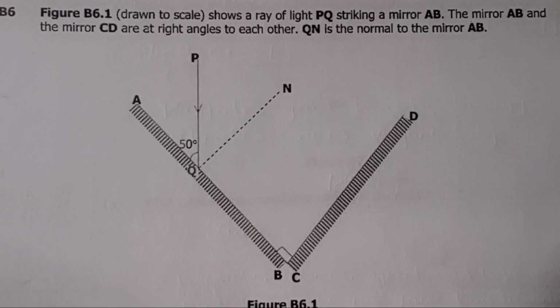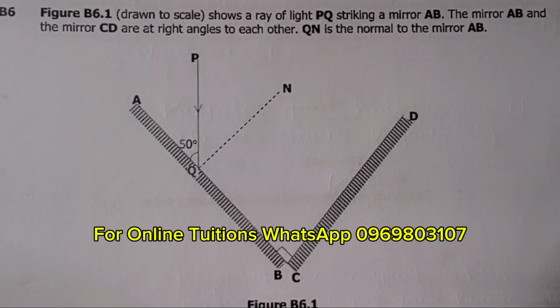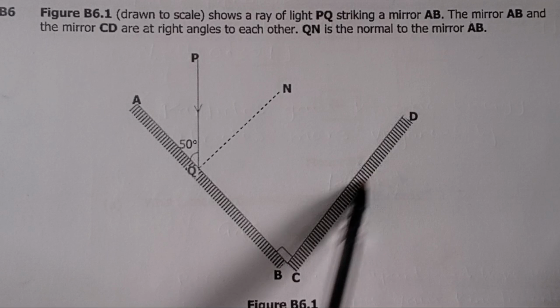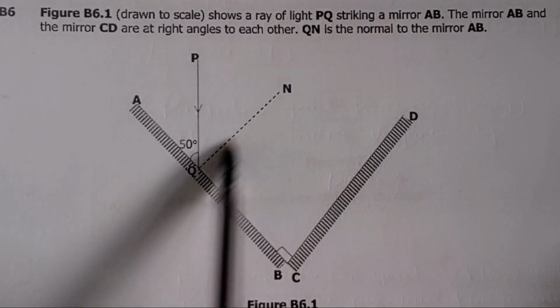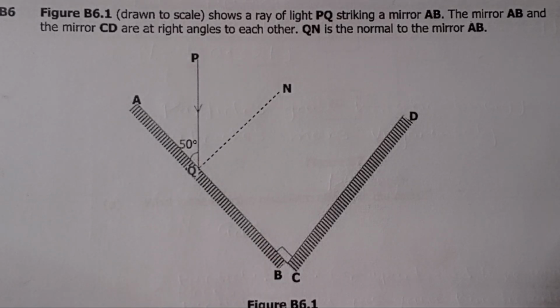Number 6. Figure B 6.1 drawn to scale shows a ray of light PQ striking a mirror AB. The mirror AB and the mirror CD are at right angles to each other. QN is the normal to the mirror AB. So this is the diagram: mirror AB and also the CD mirror. The two are perpendicular. This is the normal to the mirror line.